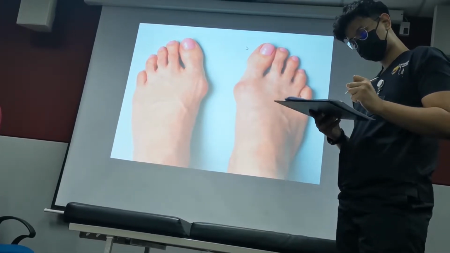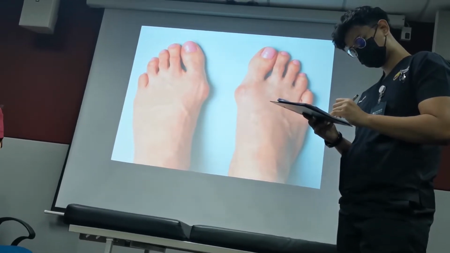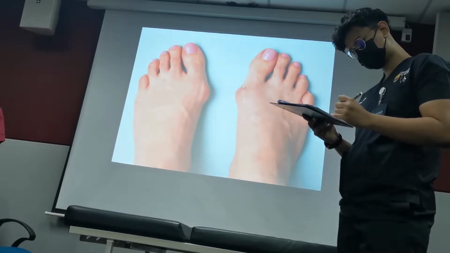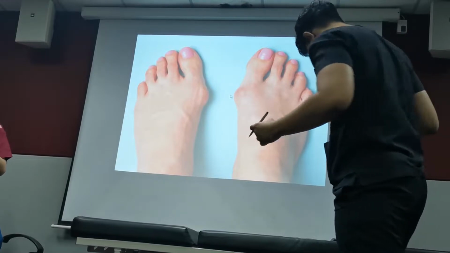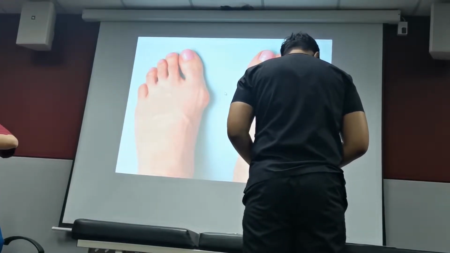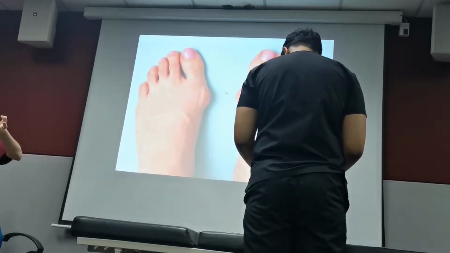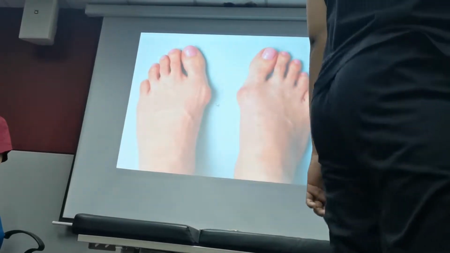It doesn't really laterally deviate, but sometimes it still can, because the gout itself destroys the medial ligaments, causing them to be weak and lax. Then it deviates laterally. The lateral ligaments are normal, but the medial side becomes lax, so the toe deviates laterally. So the differential diagnosis is gout.